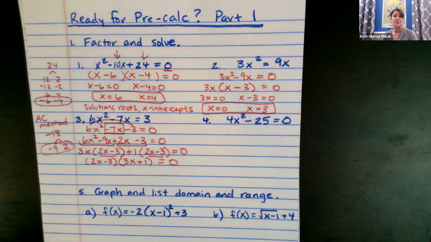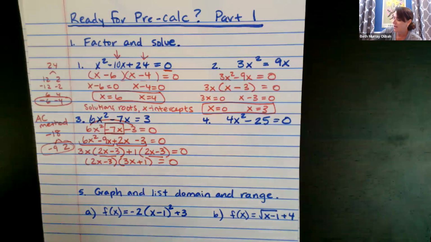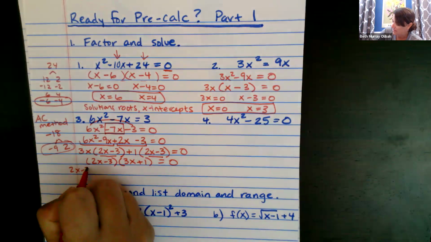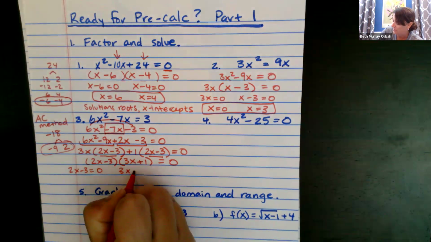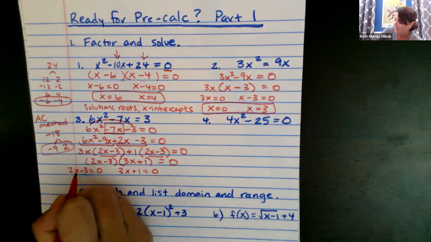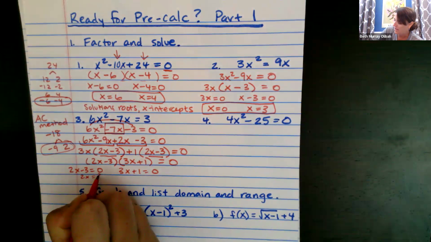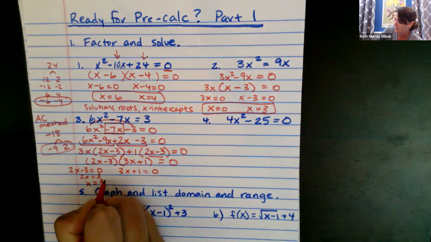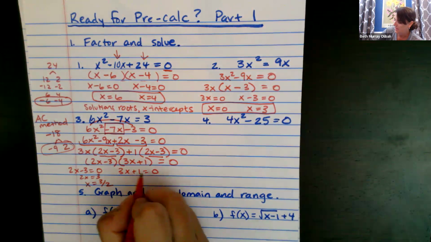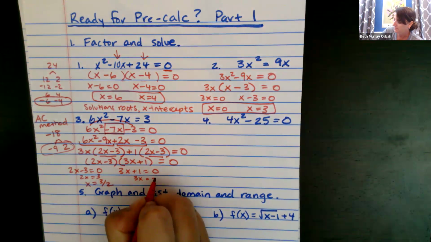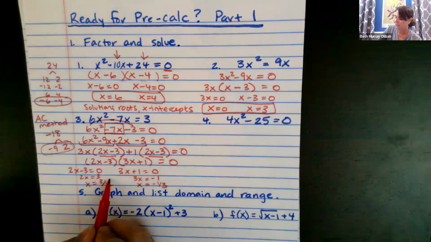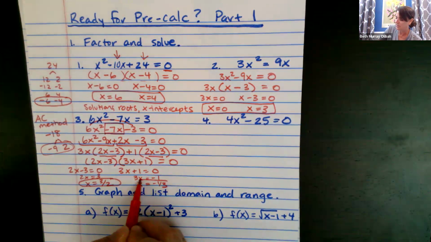So there's a bunch of steps, so that's why you might want to watch that video if you haven't done this in a while. But now that I have factored, same thing I did before, set each factor equal to 0 and solve. Here I would add 3 and divide by 2. So I get a fraction. Here I subtract 1 and divide by 3. So 2 fractions for my solutions this time.